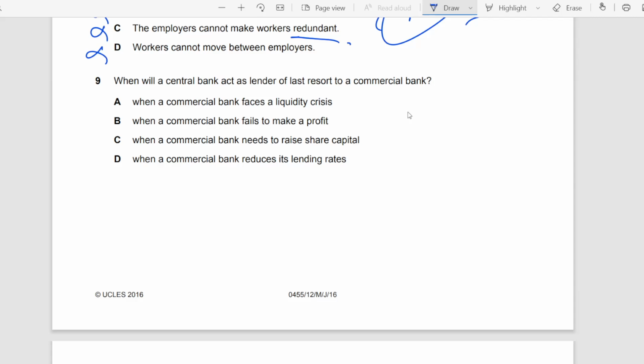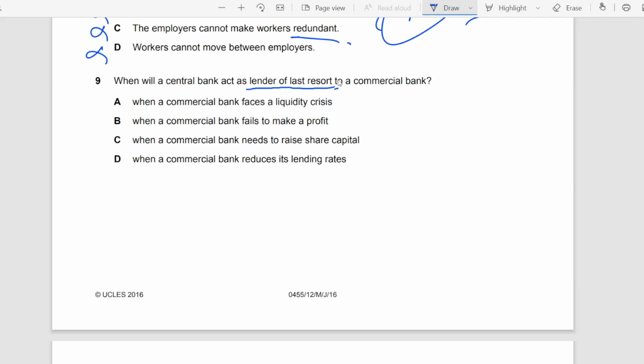When a commercial bank faces liquidity problems, lender of last resort means that when a business is completely broke and does not have the means to service its debts. Let's say I have a business, I've taken a loan, and I do not have enough money to pay back my loan, and what follows is that I will have to liquidate my business. That means I will have to sell off my assets and pay back my debts, and that would be it.